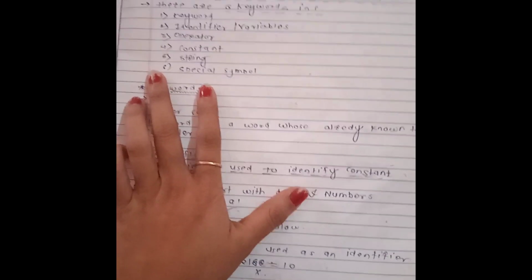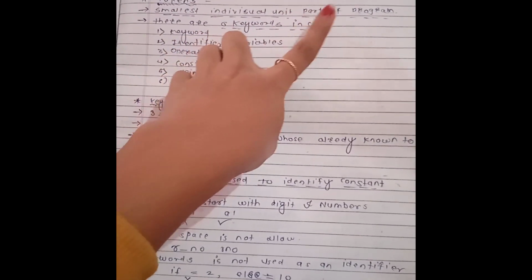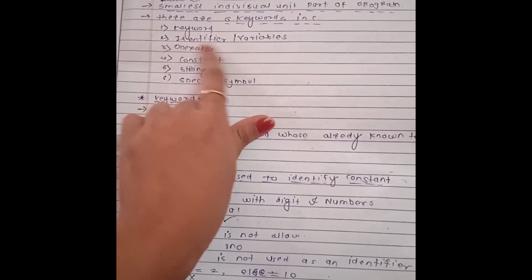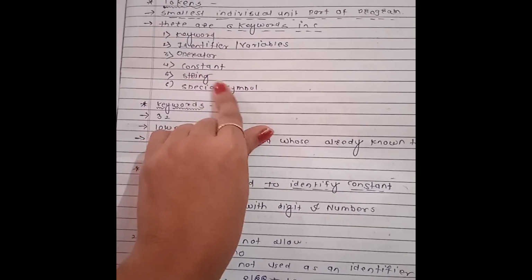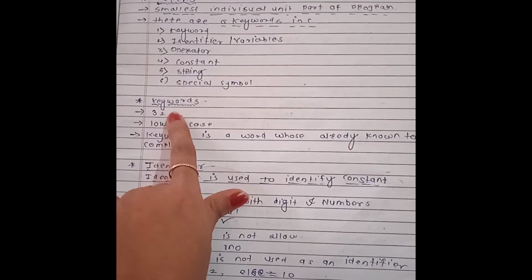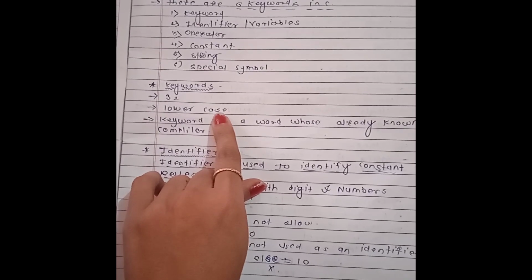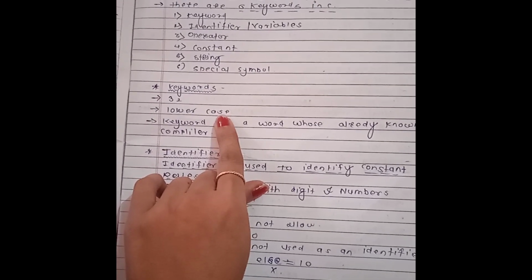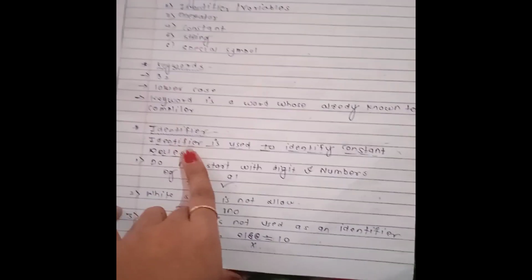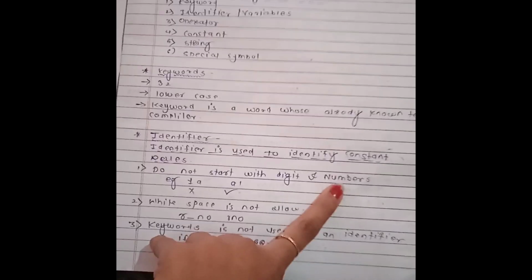In the introduction, tokens are a must. A token is the smallest individual unit of a program. There are 6 types of tokens in the C language: first the keyword, identifier, operator, constant, string, and the special symbol. In the C language, there are 32 keywords, and this is the rule of the keywords: they are always written in lower case, and a keyword is a word that is already known to the compiler.